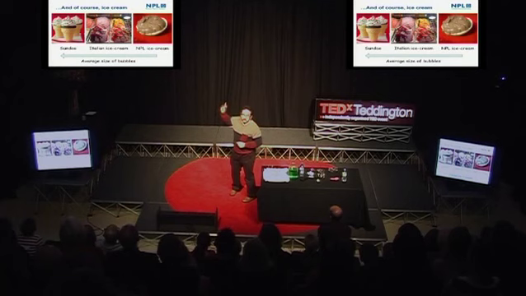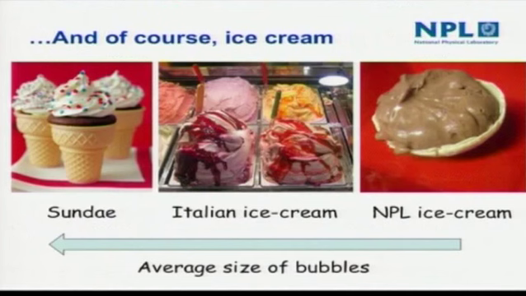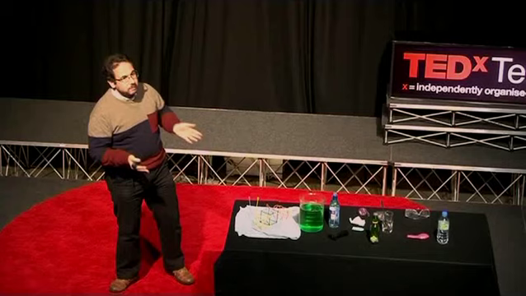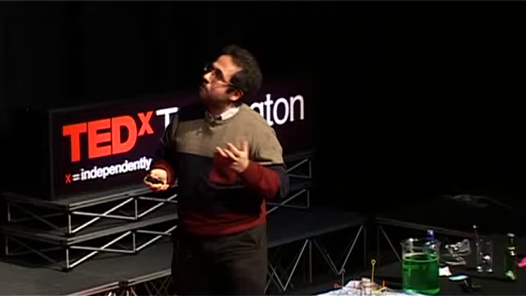But this is my favorite. So this is ice cream, and the MPL ice cream, if you come and visit us, you'll find that it's done with liquid nitrogen. And the trick is, if you prefer Italian ice cream to normal ice cream, it's because you prefer smaller bubbles than larger bubbles. So the texture, someone would say, or the perception is different.